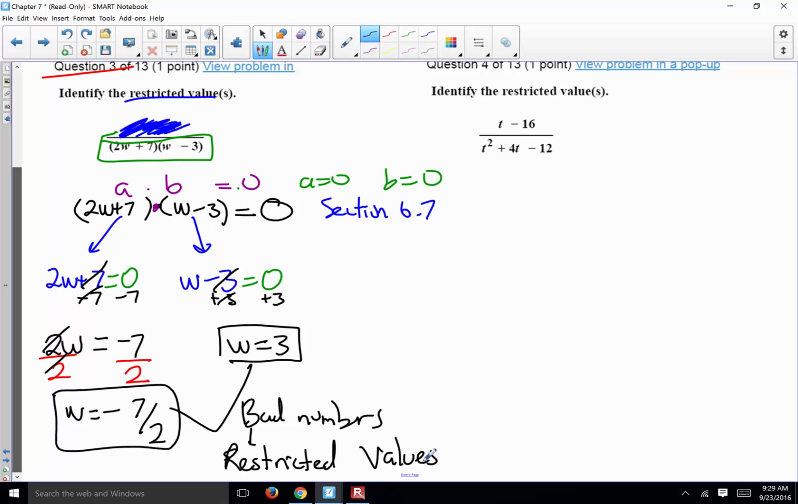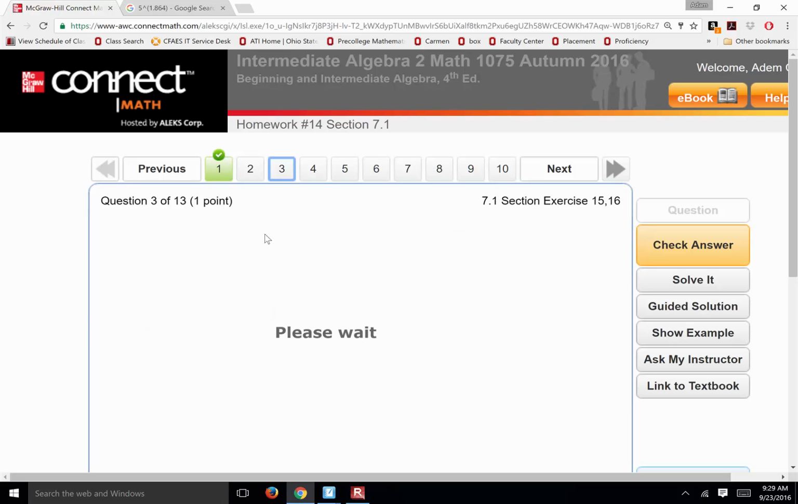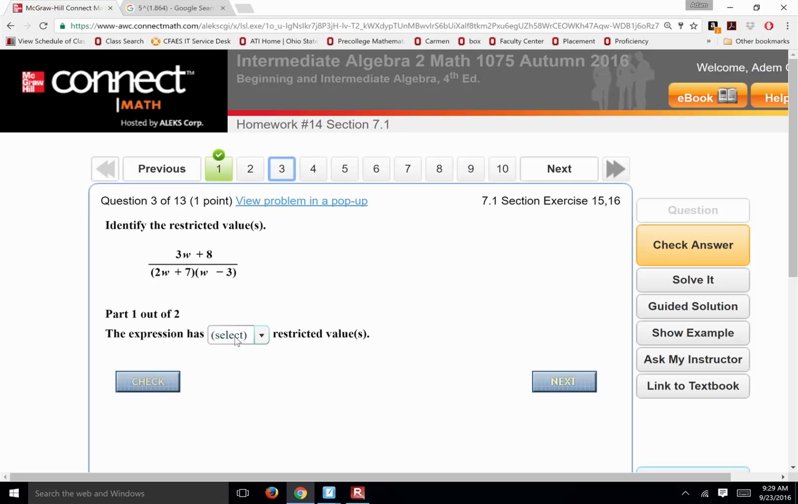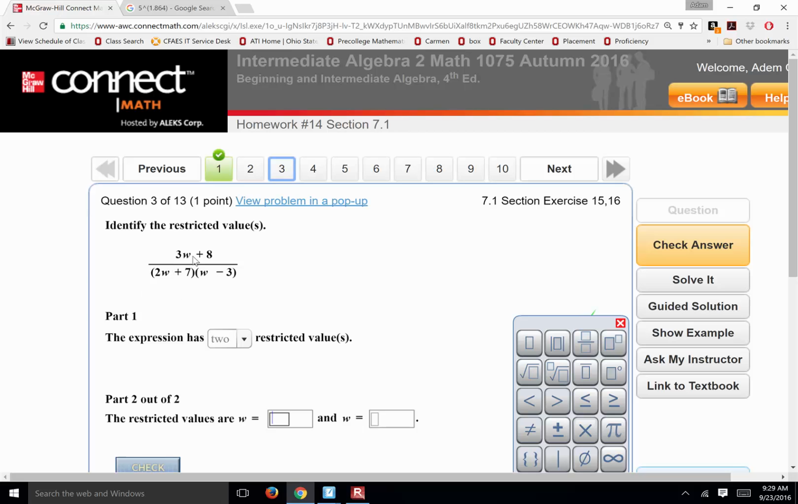Okay? Any questions? Alright, how do we enter these? Number 3. Alright, the expression has 2 of them. By the way, you usually have as many as the pieces. I see 2 pieces here. I expect to get 2. So you can get the first one done quickly by just looking at the denominator. The second one you need to compute, and we got 7 over 2. Negative 7 over 2, right?